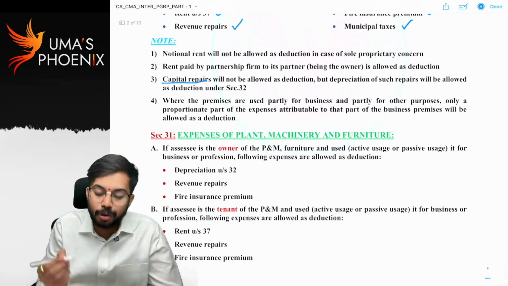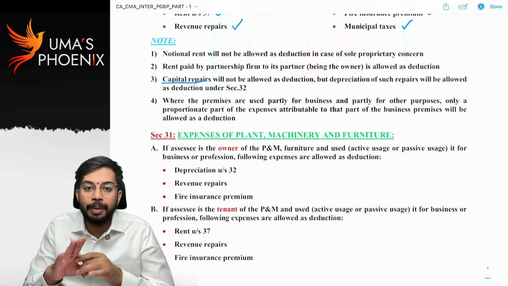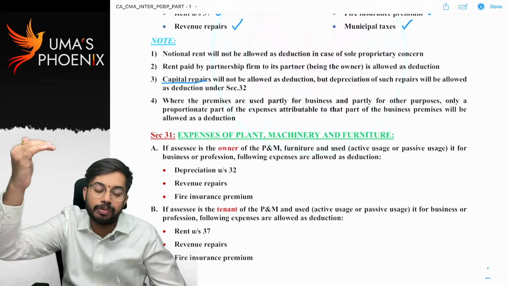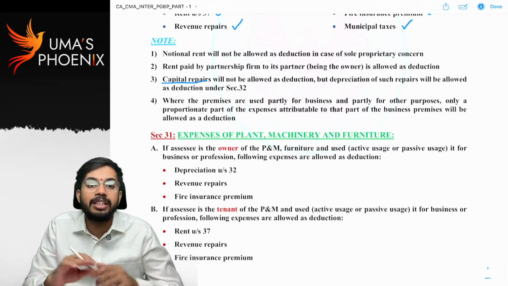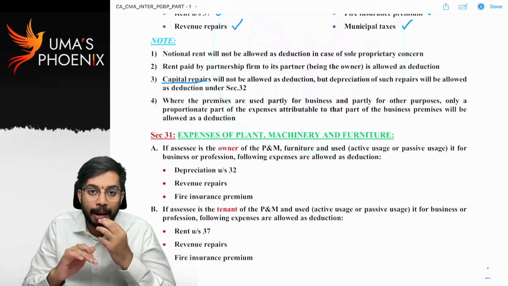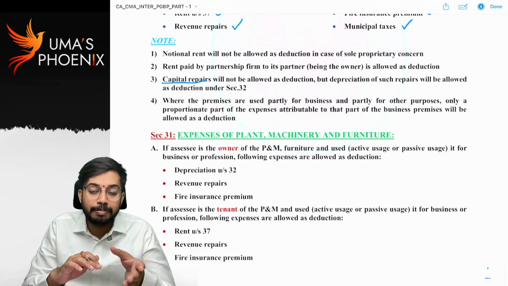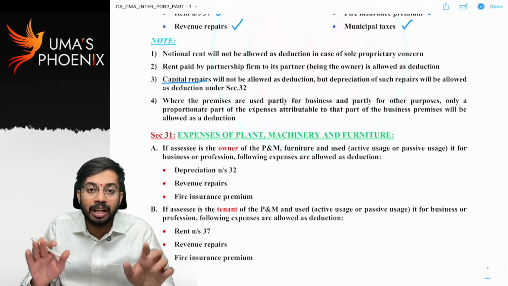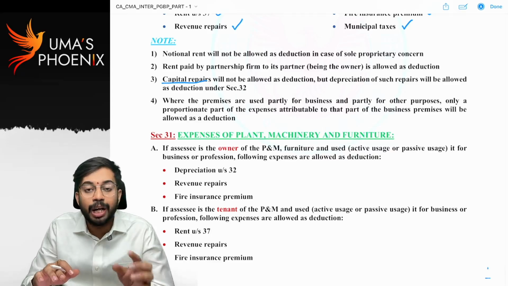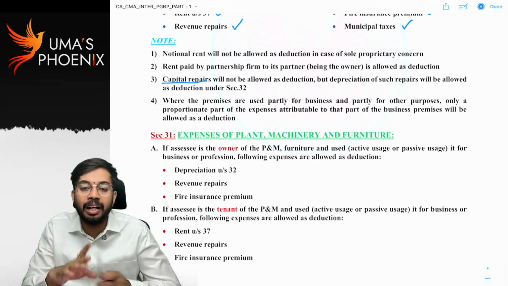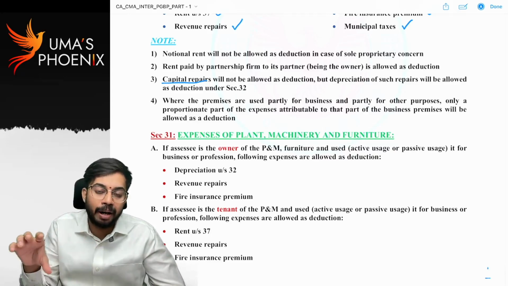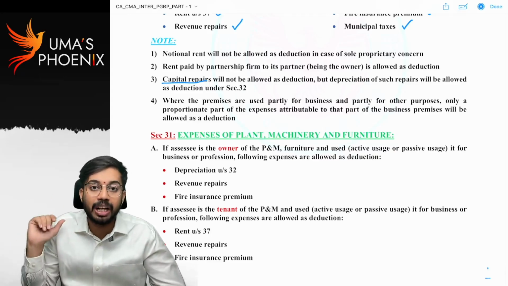Capital repairs, I told you, right? Let's say whatever the capital repairs, I have done ceiling to this room. I will use this ceiling for next 10 years. Now ceiling is like a capital expenditure. Whatever the capital expenditure is there, that is not allowed as deduction in P&L account in 1 year. It will be recognized as a capital asset and it will be allowed as deduction over a period of time using depreciation rates.